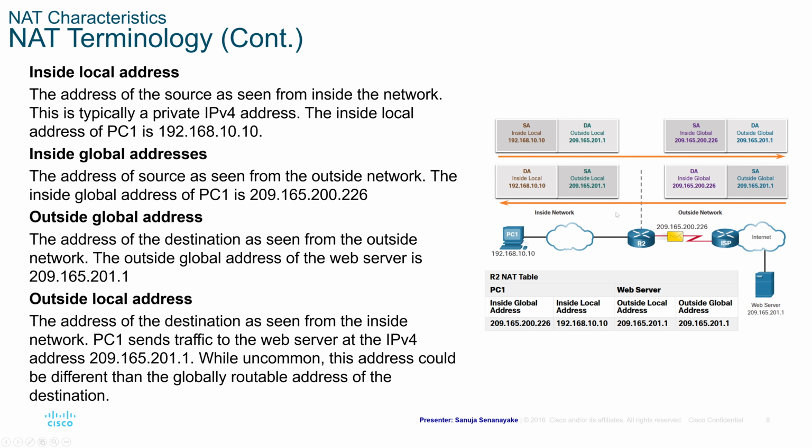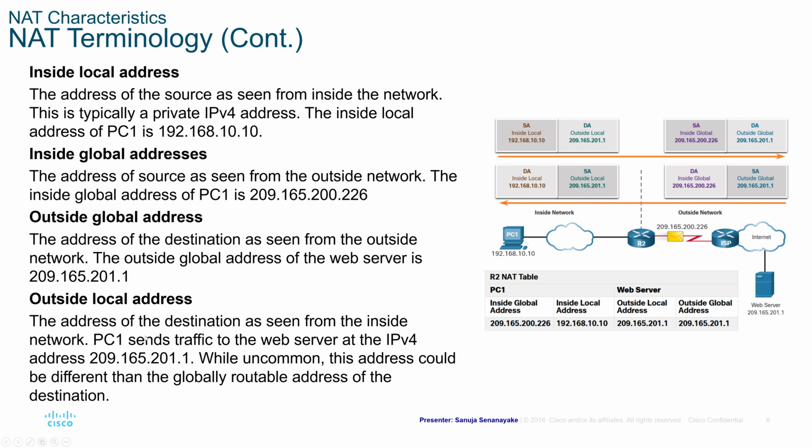The outside global address is the address of the destination as seen from the outside network. So from outside the network, whatever address is seen as the address of the destination is what we call the outside global address. The outside global address in this example for the web server is 209.165.200.1, which is that one.